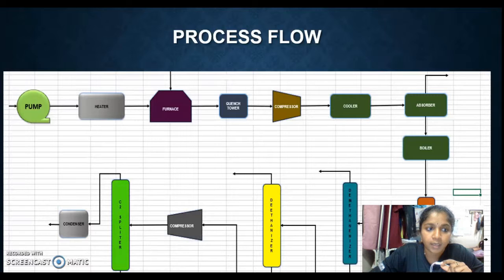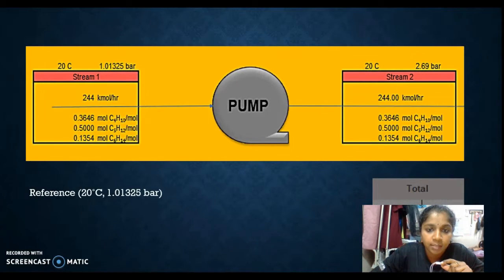Okay, this is our plant process flow diagram, which we started with pump, heater, and then furnace, quench tower, compressor, cooler, continuous absorber, boiler, dehydrogenator, demethanizer, deethanizer, and then compressor, C2 splitter, and split condenser. Okay, this is my very first unit, which is pump.